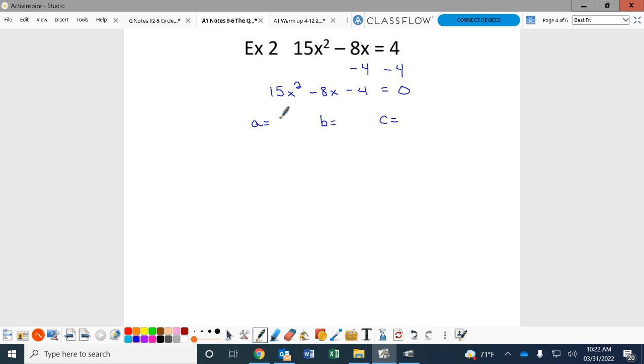In this case, what would A be? 15. What is B? Negative 8. Good job. And what is C? Negative 4. Good. Catch those negatives. It matters.